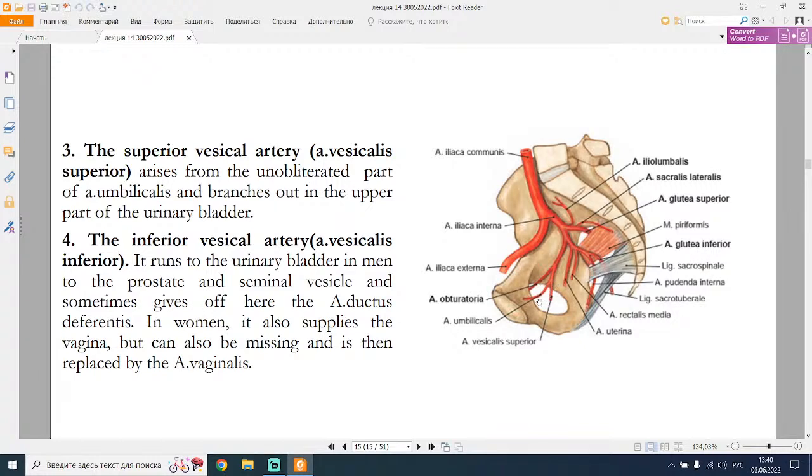Next artery, arteria vesicalis inferior. It runs to the urinary bladder, in men to the prostate and seminal vesicle, and sometimes gives off here the arteria ductus deferens. In a woman, it also supplies the vagina, but can also be missing and is then replaced by the arteria vaginalis.